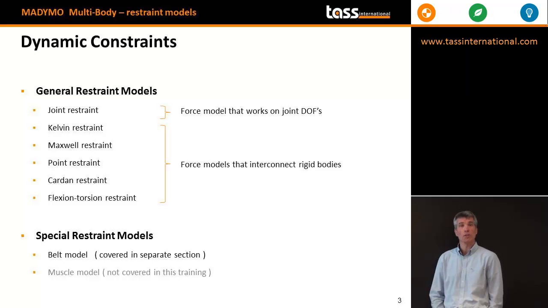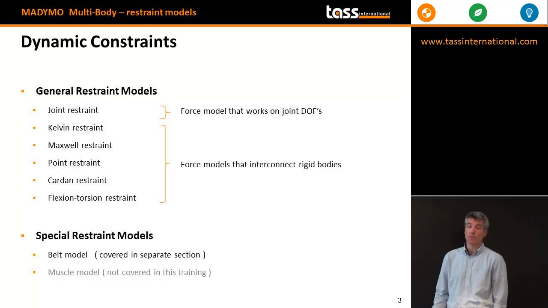Joint restraint, it just looks like one, but actually there are a lot of them. We're not going to discuss them in detail, don't worry. Then you see 5 restraint models, which are connection between rigid body, or between a body and the reference space. That's also possible. And then there are a few special restraint models, like a belt or an airbag model. Those will be captured in a separate presentation. Muscles are another example of restraints, but those will not be addressed in the introduction training.